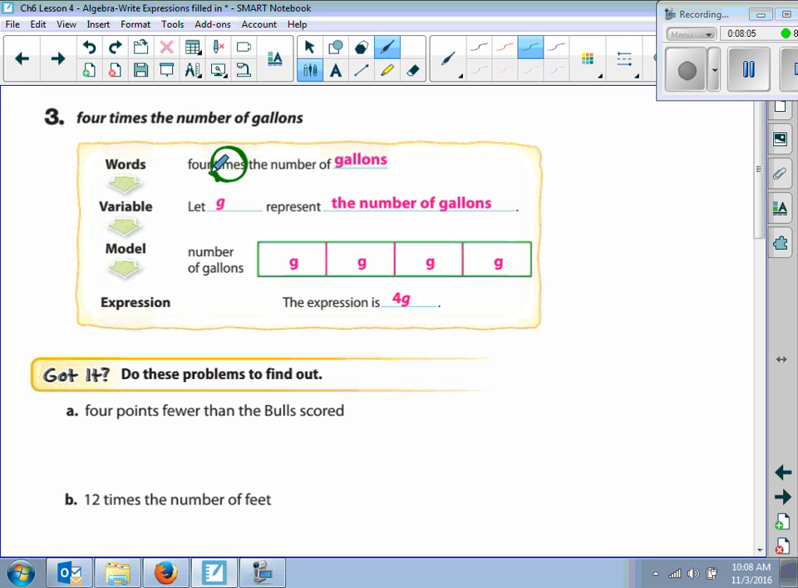So now we want to define the variable. We're going to let G be the number of gallons, because that's what we're trying to find out, since we don't know how many gallons. So in the model, there's my gallon, and we have 4 times that much. So there are 4 G's in there. So the expression is 4G.